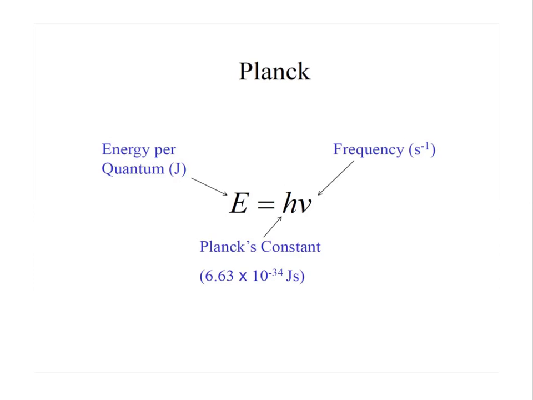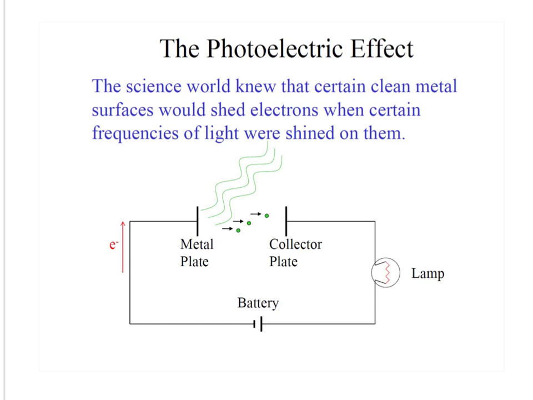As frequency increases, the energy per quantum increases. So each of the quanta in a high frequency light, like violet light, contains more energy than the quanta in a low frequency light, like red light. All right, the photoelectric effect.